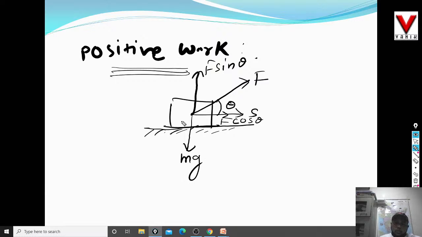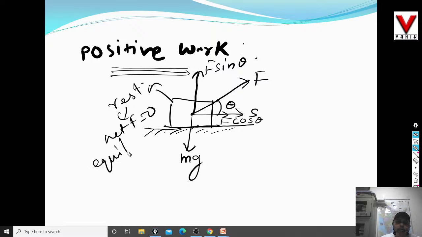Now what can we say? If the body is at rest, that means the net force acting is zero. We have seen this in Newton's first law of motion. Net force acting is zero. So that means the body is under equilibrium. If the body is under equilibrium, net force acting is zero.